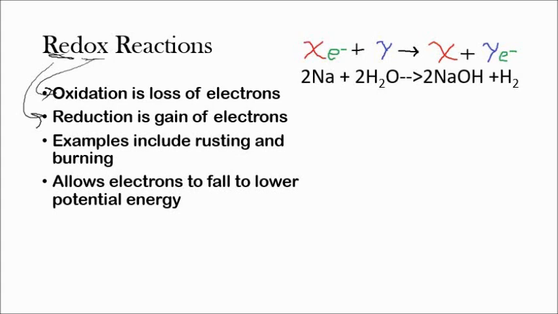Now some other examples of redox reactions include anything that rusts, like iron or even silver, and anything that burns, so maybe methane when you light your stove, or glucose for that matter. It can burn too. But the point of a redox reaction is essentially to allow electrons to fall to a lower potential energy. And this is why a lot of redox reactions will actually release heat as those electrons fall.